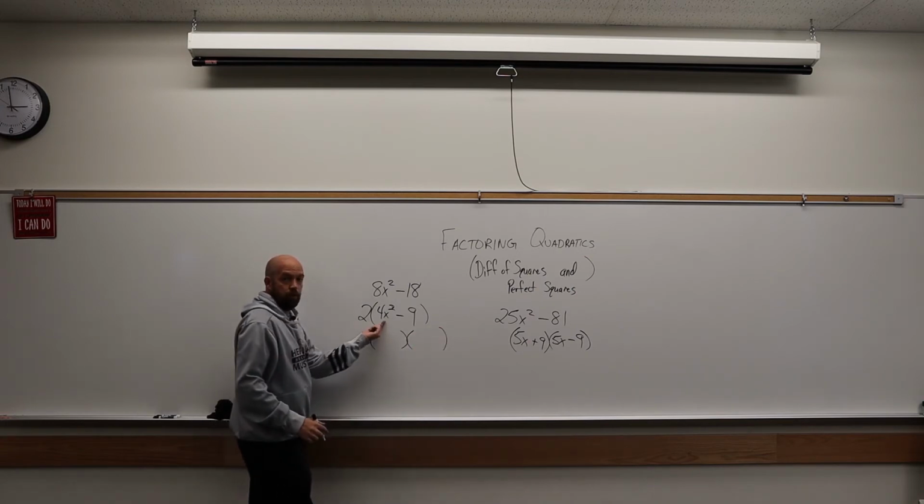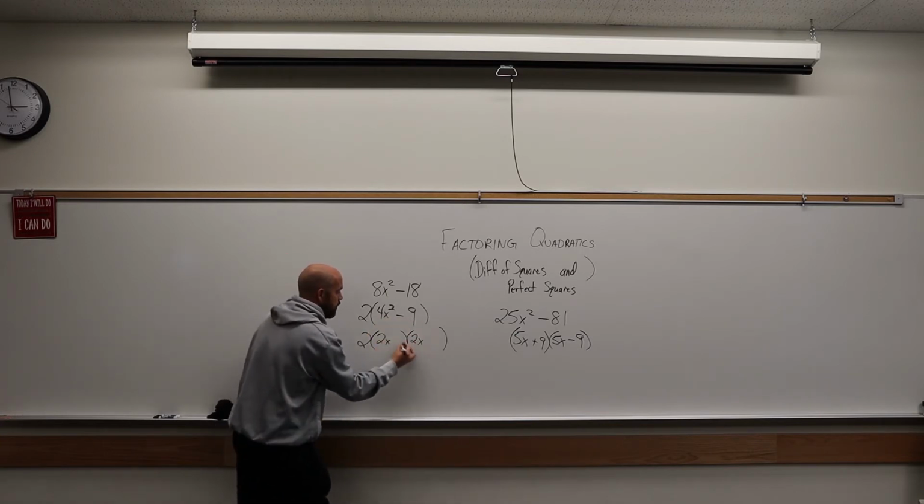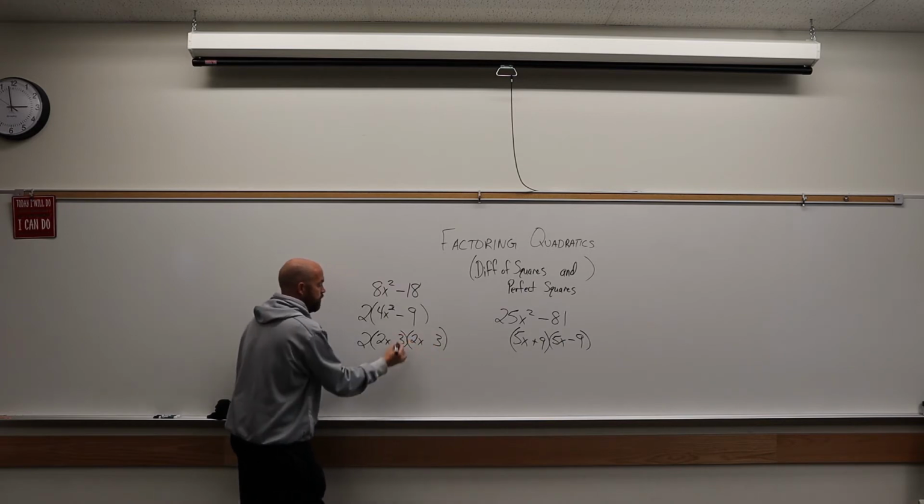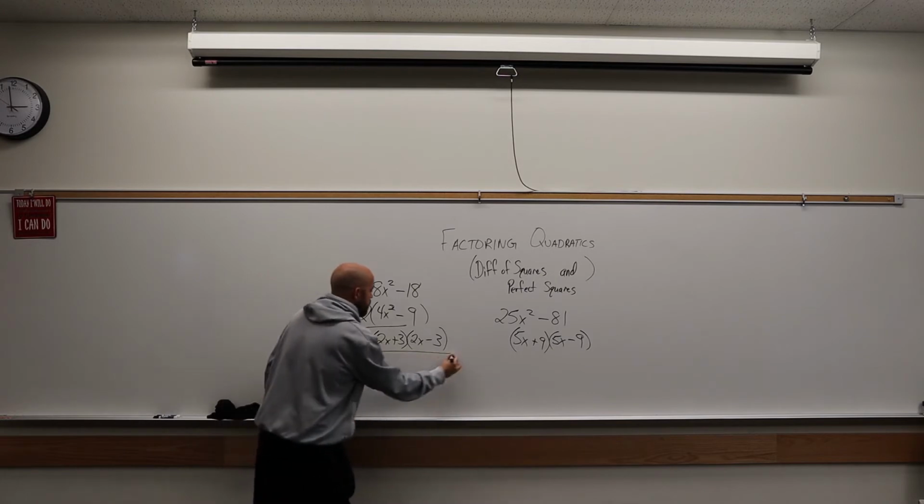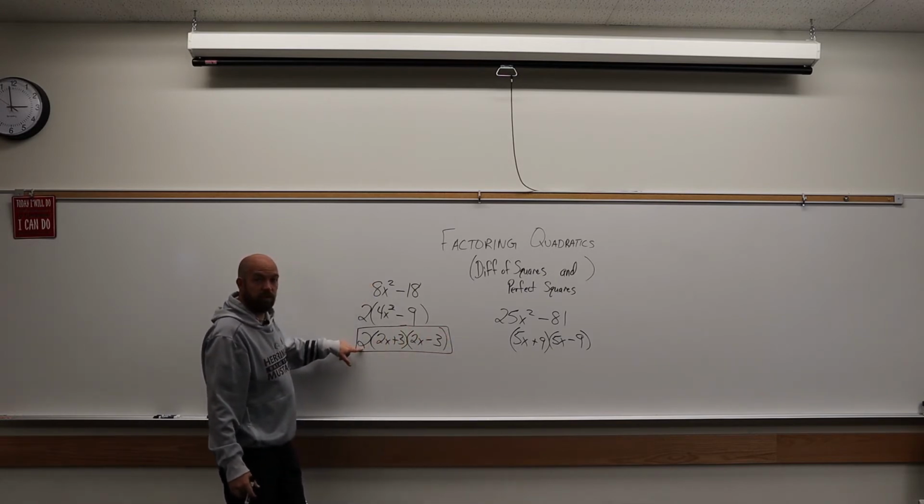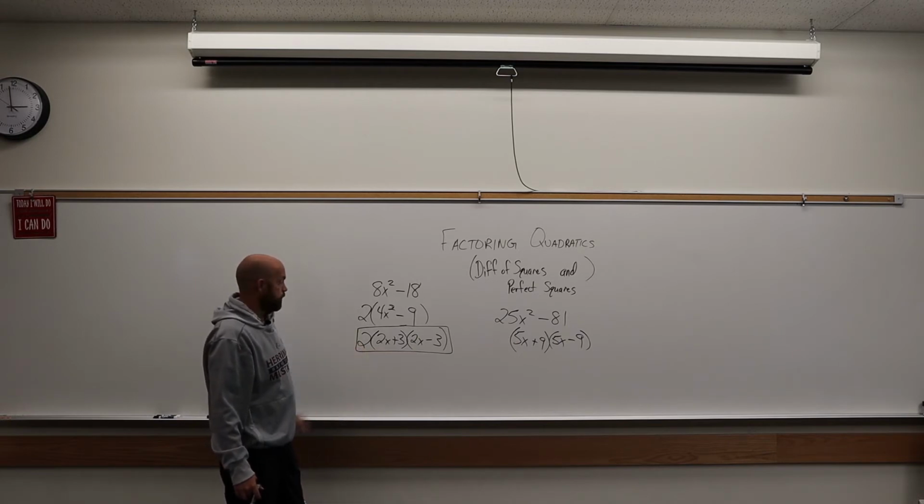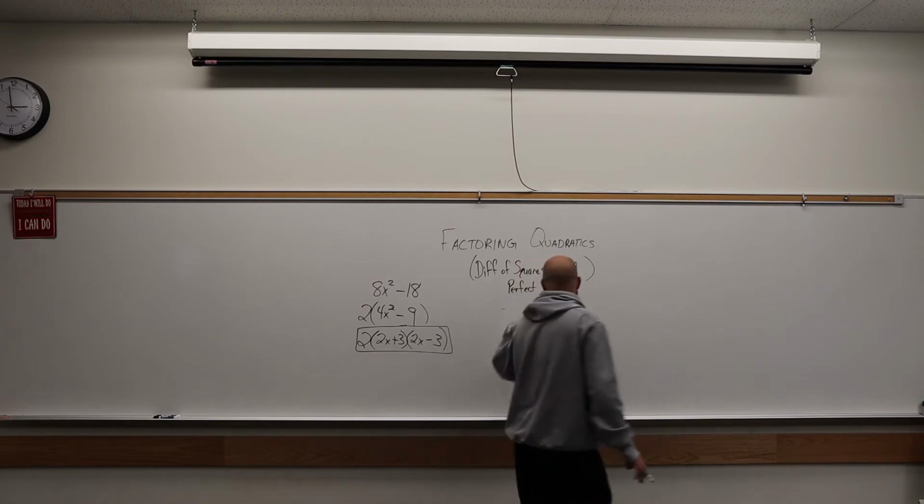I take the square root of both of these two pieces in the parentheses. I have 2x and 3. So I've got a 2x and a 3. One of the answers is positive. One of the answers is subtracting. And there we go. There's my answer. Notice that this 2 is stuck on the outside. Magic.